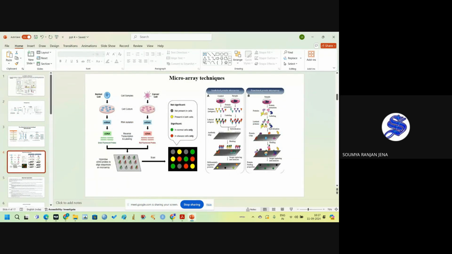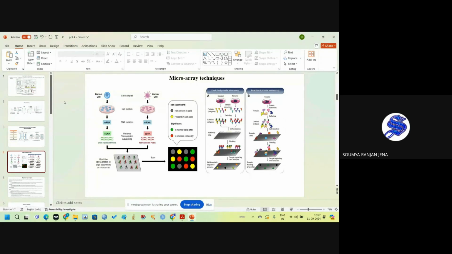Then the next technique is the microarray technique. In the microarray techniques, previously also we have described this microarray technique. In microarray techniques, we can detect protein microarray, DNA microarray, or RNA microarray. We can do any microarray.